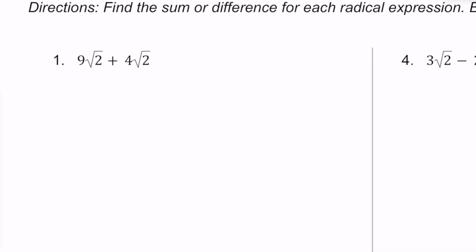So for number 1, we have 9 times the square root of 2 plus 4 times the square root of 2. Now what's really nice about this first example is that these two radicals are identical. So if they are identical, that means we can just go ahead and add these two expressions together, and we can take a look at the coefficients here. The coefficients are 9 and 4. So if we're adding these two things together, essentially 9 plus 4, that's going to be 13. So we're going to have 13 of these square root of 2s. So 13 times root 2, or 13 root 2, would be the most simplified expression.